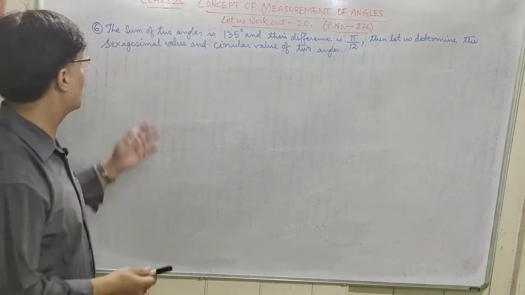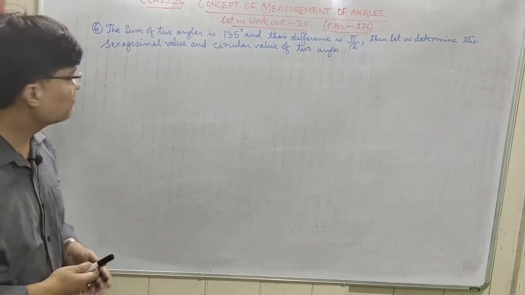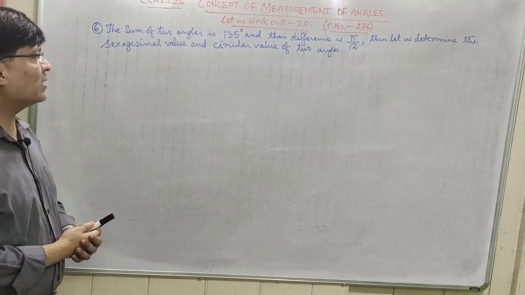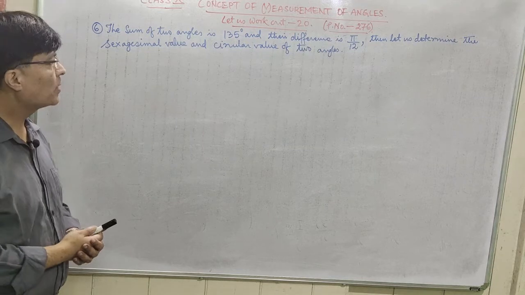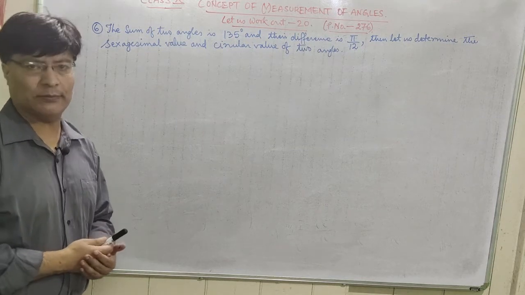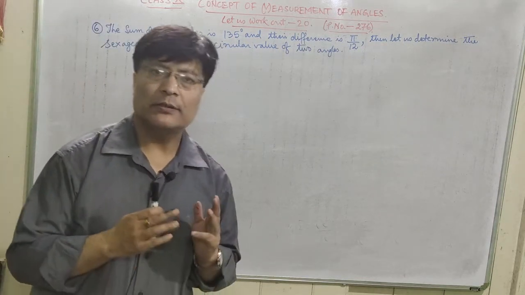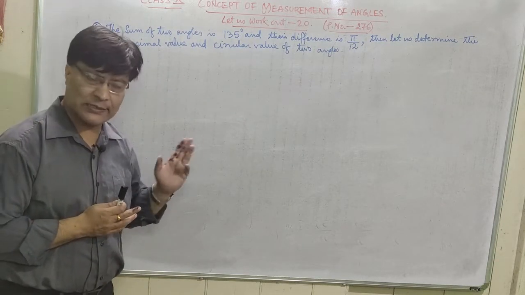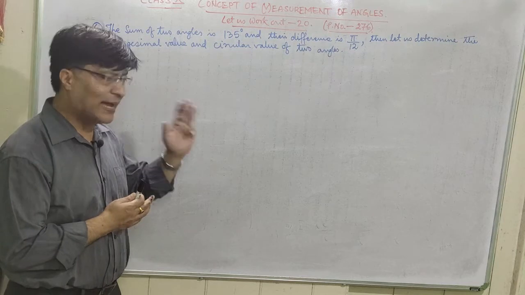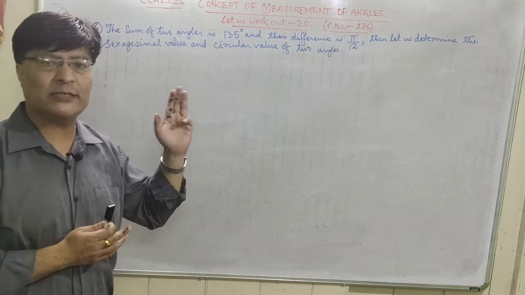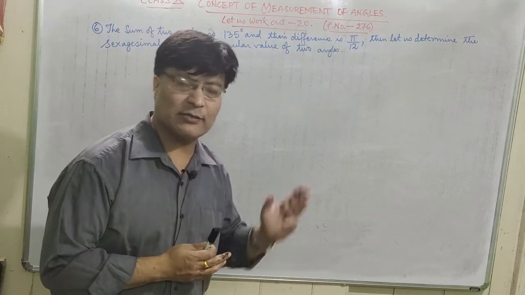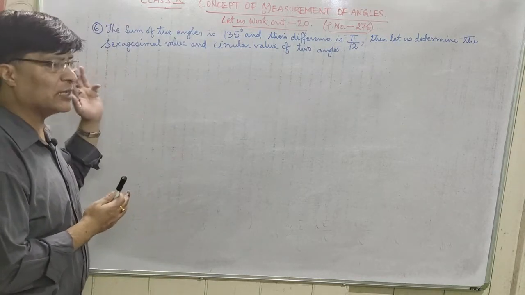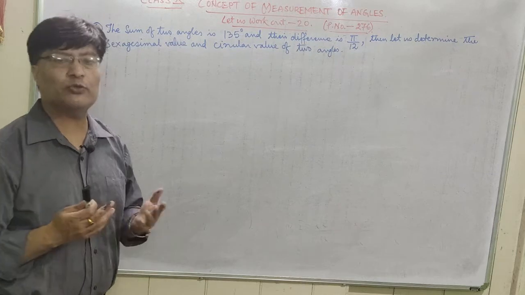So now we'll do the next question, that is question number 6. The sum of two angles is 135 degree and the difference is pi by 12. Here the sum of the two angles is given as 135 degree, that is in sexagesimal system, and the difference of the two angles is pi by 12, that is in terms of circular measure. So let us determine the sexagesimal value and the circular value of the two angles.